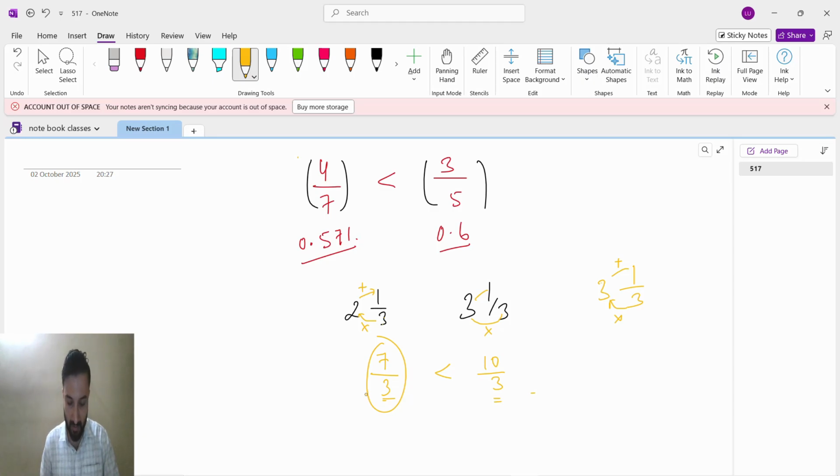So 7 divided by 3, you are going to get 2.33, and 10 divided by 3 is 3.33. Obviously this is greater. So if they ask which ratio is greater or which fraction is greater, we'll use the calculator. Done.